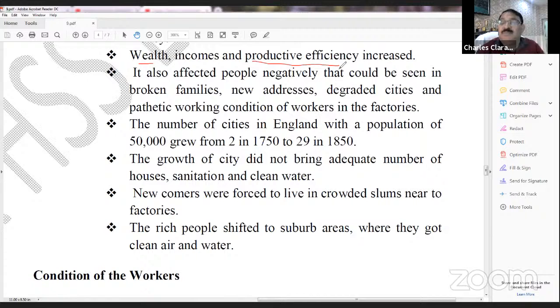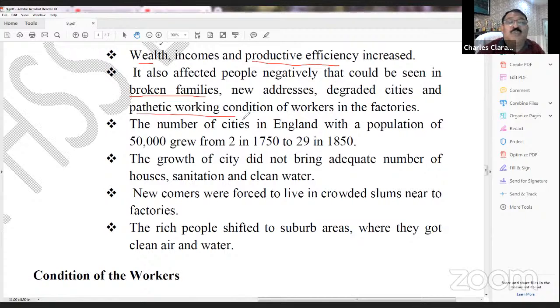It also affected people negatively. Yes, this is the problem. We all can't move together. This is the problem of human life. It affected people negatively. That could be seen in broken families. When you become rich, families begin to break. Break means marriages breaking, homeless children, divorces, all kinds of things. New addresses, people had left their roots. They loved their city, but they had gone somewhere else. They remained in degraded cities. The cities were totally useless, with pathetic working conditions.